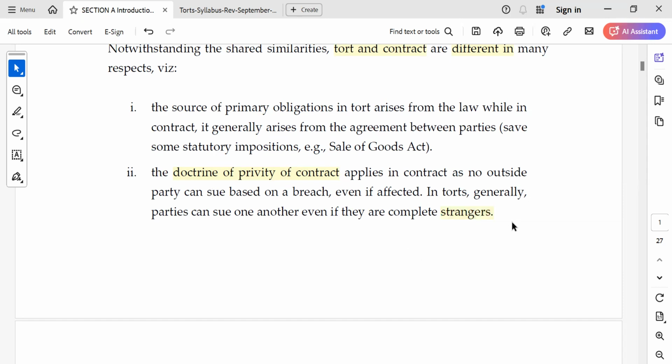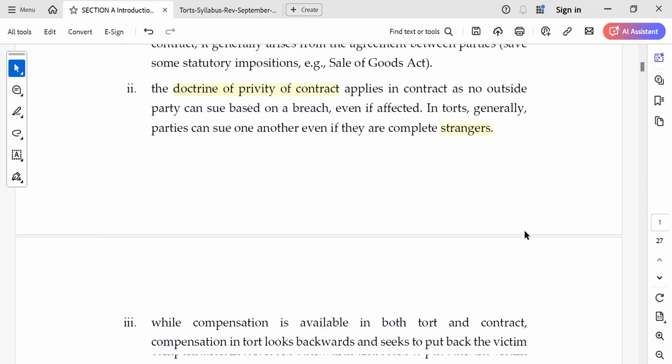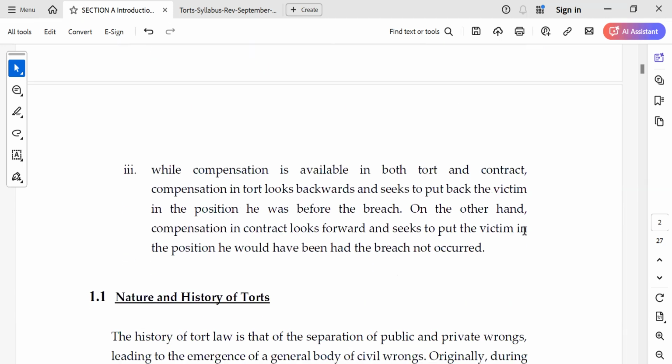In contract, you have to know the person. You have to be familiar with the person. There has to be a prior agreement and prior understanding of primary obligation. But in tort, there is no such prior obligation, though sometimes it's understood. Anytime, a complete stranger can also be a party to a suit because they have done something, and you need not have a prior relationship with them.